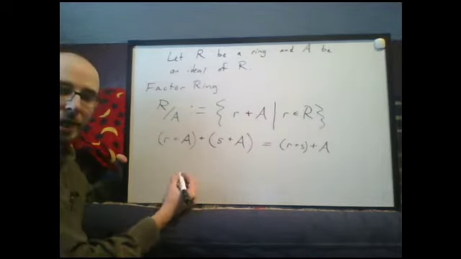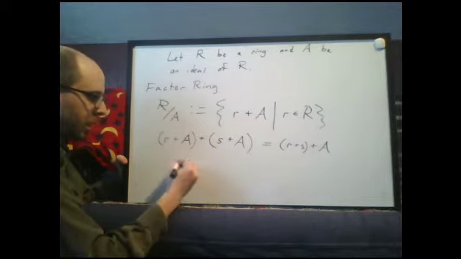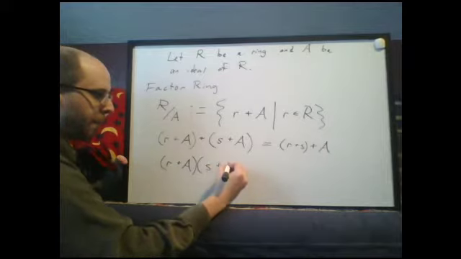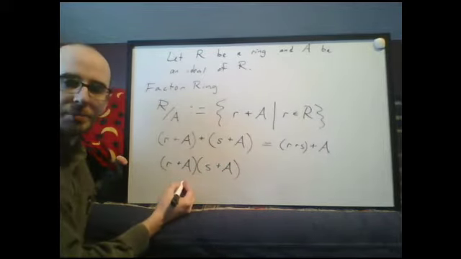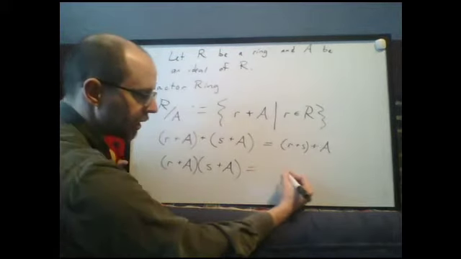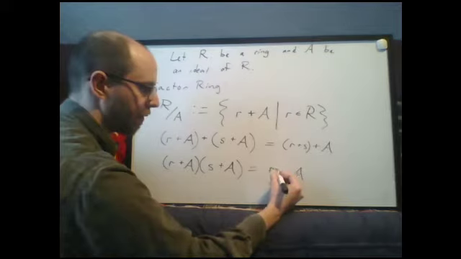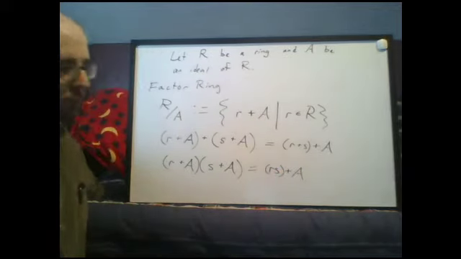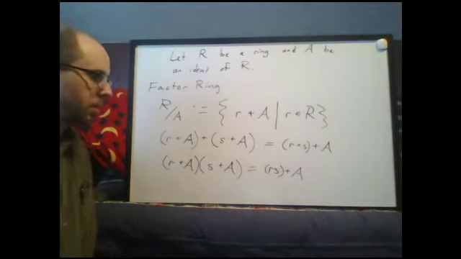We also have multiplication, however, in a ring. So if I have two of these things and I multiply, r plus A times s plus A, I need to get something plus A, and it's just rs plus A. Okay.